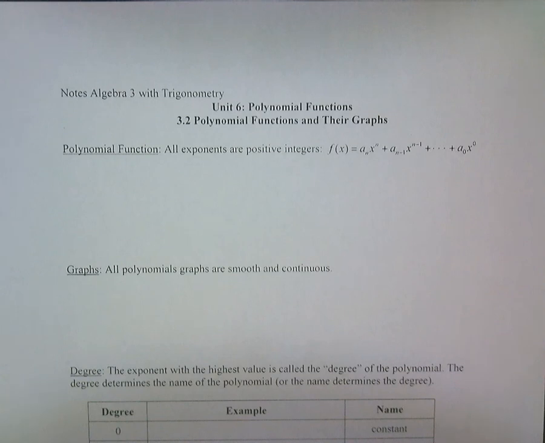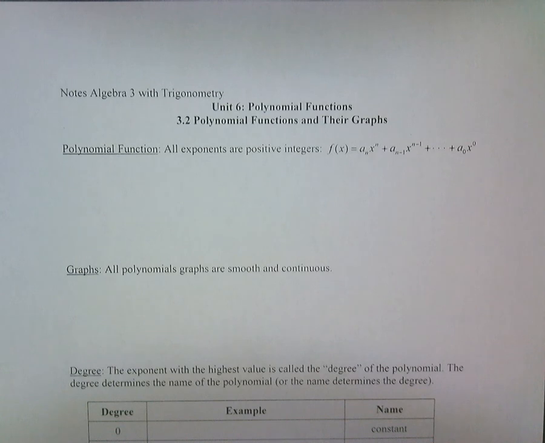These notes are for the second section of Chapter 3. It's Unit 6, Polynomial Functions. In the first section, we talked specifically about quadratic functions. Those are the ones that most students are familiar with. But in Algebra 2, you also did polynomial functions.